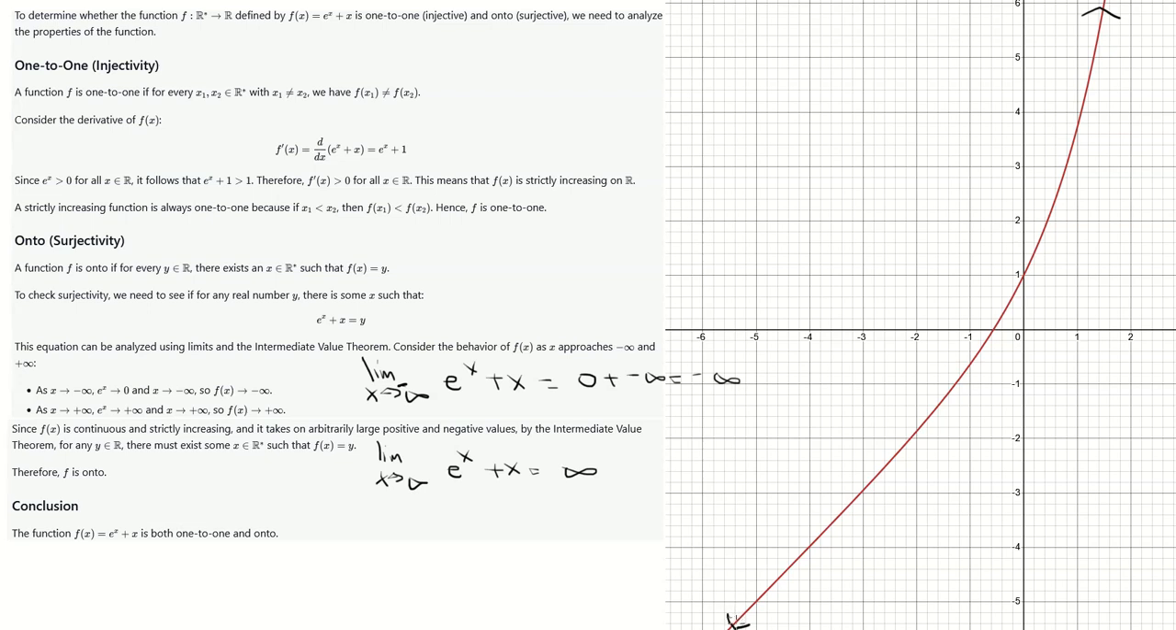So basically, it's continuous, so you can just draw it out, and you'll see that there's always going to be an x value for any y value between negative infinity and infinity. So therefore, f is onto. And so f is going to be both one-to-one and onto.